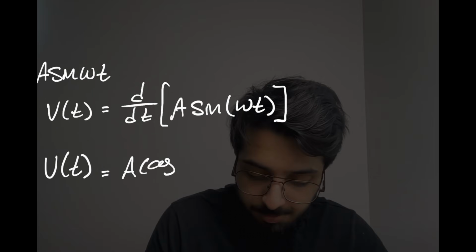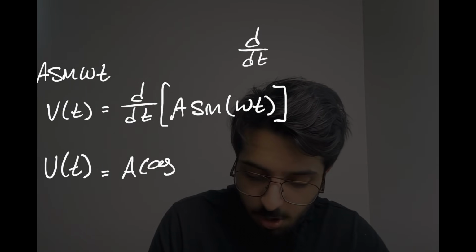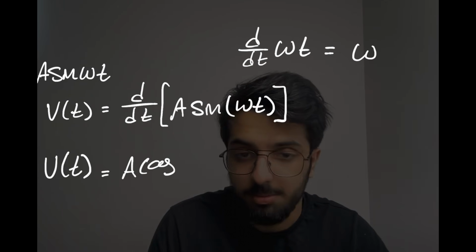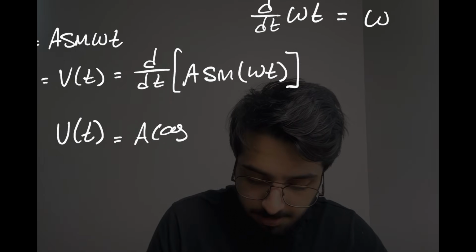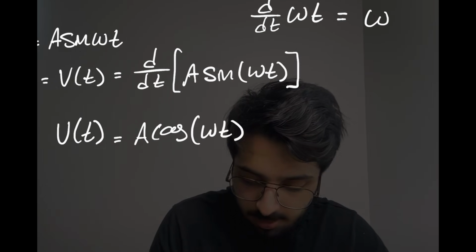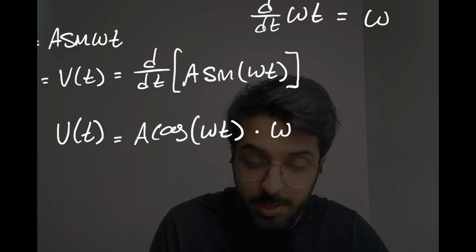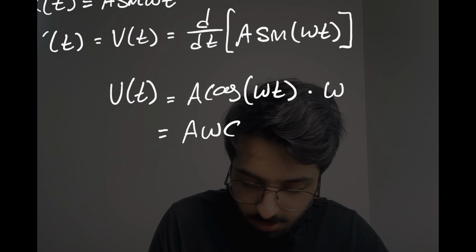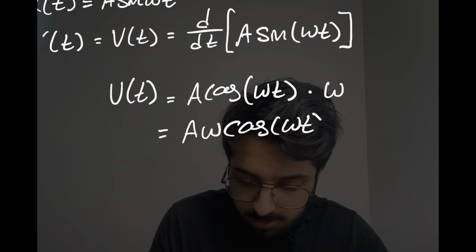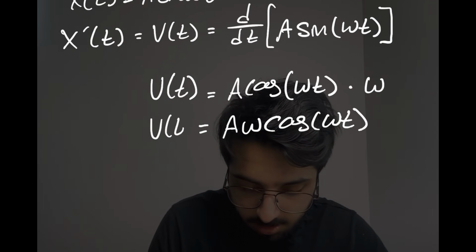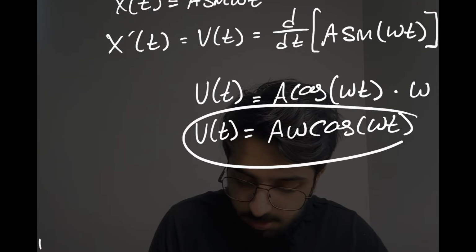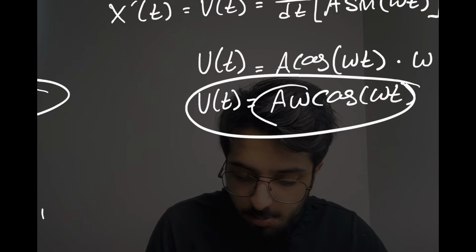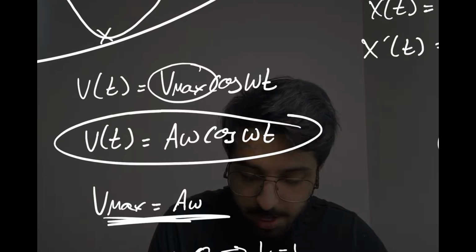So the derivative of omega t with respect to t is just omega, right? So we get cos omega t times omega, and that is equal to a omega cos omega t, our velocity. And as you can see here, that is the same equation we have over here. And obviously our a omega is equal to our Vmax.